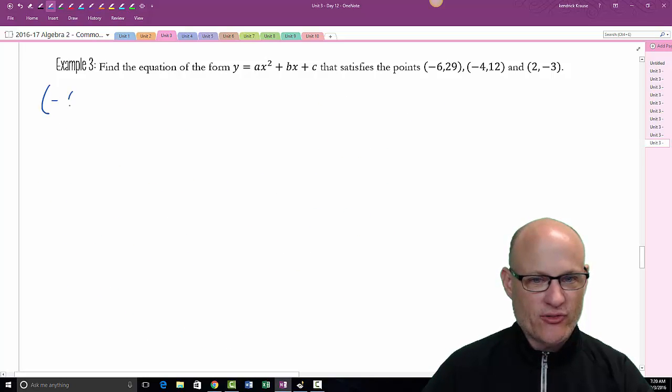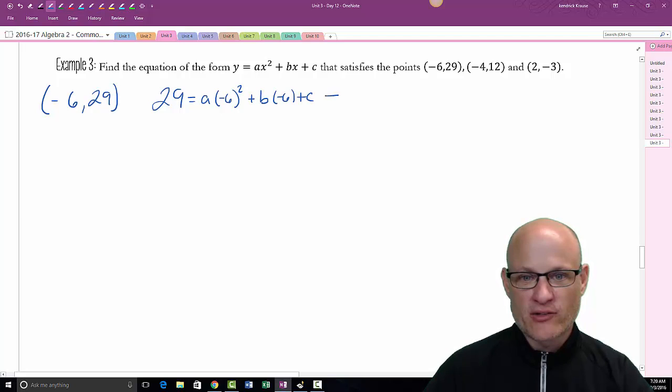So it's negative 6 and 29. So in for y is going to go 29, because that's the y value, is equal to negative 6 squared. Ooh, that's going to be 36. So, man. B times negative 6 plus c. All right, let's clean that up. Let's get that first equation. So it's 29 equals 36a minus 6b plus c. So there's equation 1.